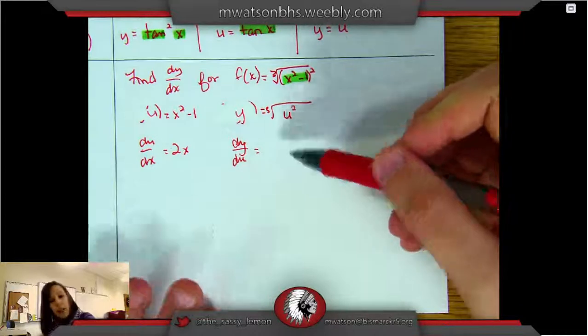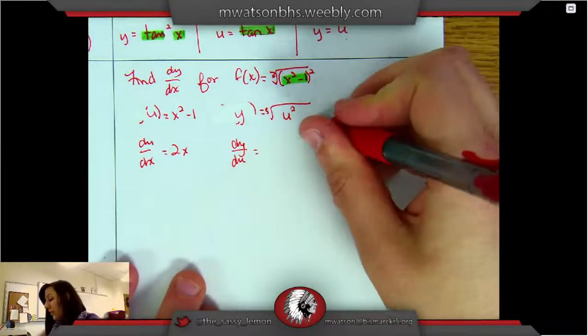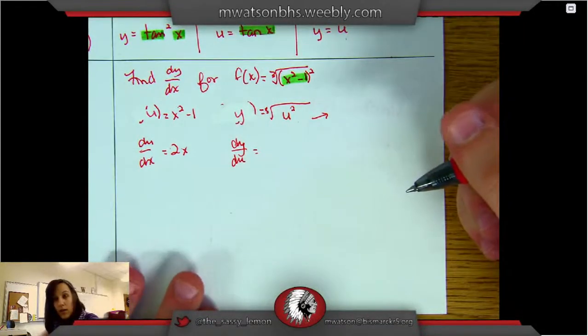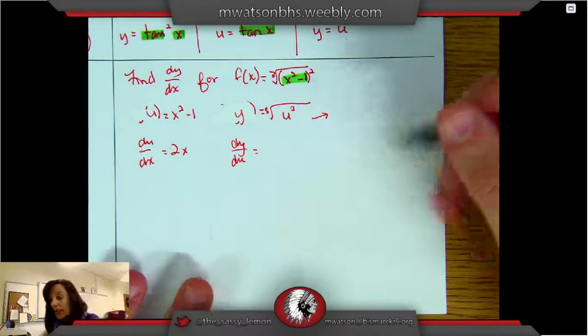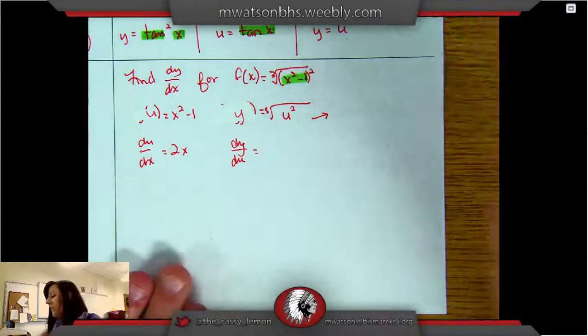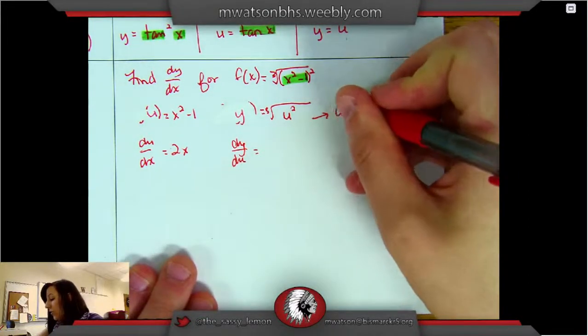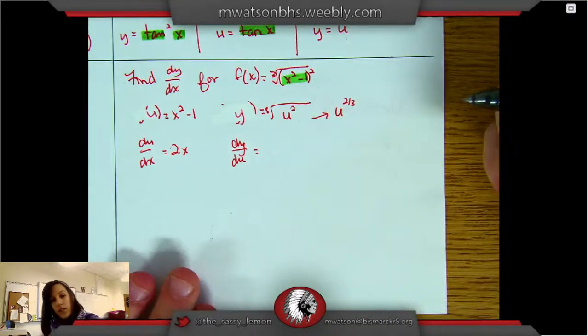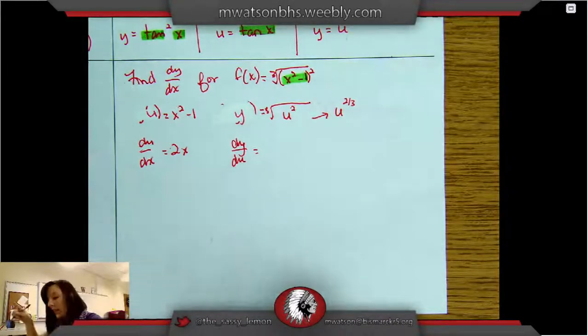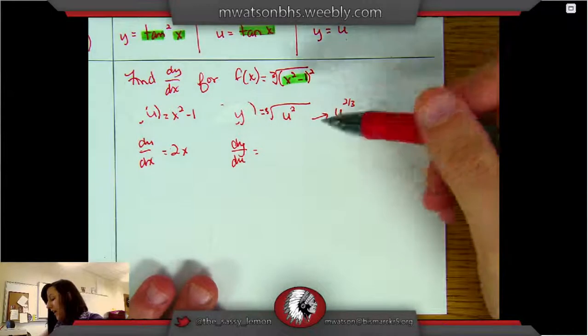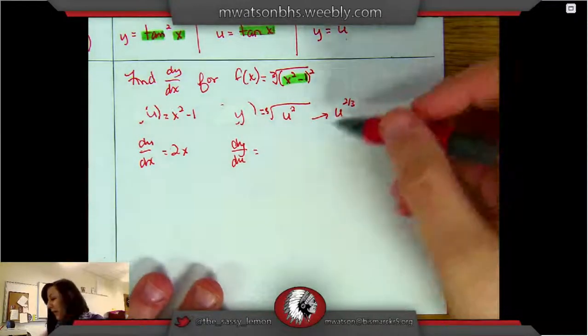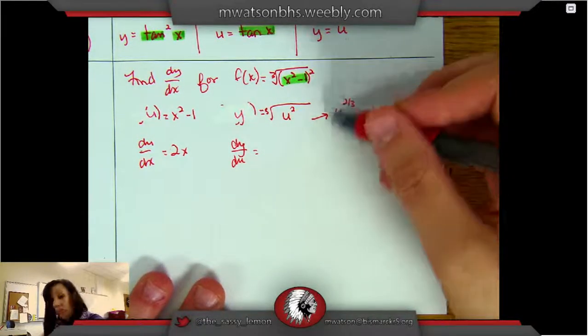Now before we can actually do the derivative, this is supposed to be in power rule form. It's got a radical, so we need to change that to become u to the 2/3 power. Hopefully you know how those radicals change like that. If you don't, ask me in class tomorrow. And then we do the derivative from this.